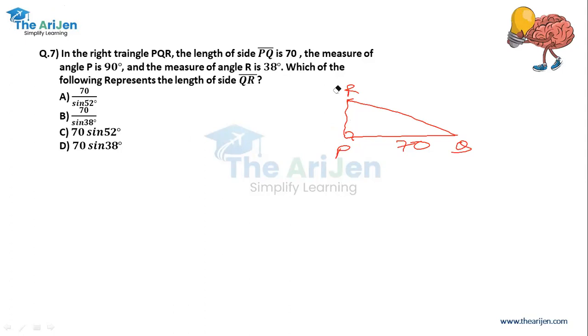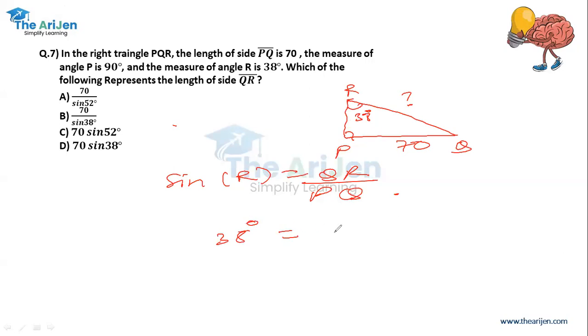Now further, if the measure of angle R is 38, which of the following represents the length of QR? That you have to find. In a right angle triangle, you know that the side opposite to the right angle is called the hypotenuse. Now we can use the trigonometric ratio to find the length of side QR, and for that you can use the sine ratio, right? So sine R is QR by PQ. Angle R is 38 degrees, and the value of sine 38 is 0.6157. How did I calculate it? Using a calculator.